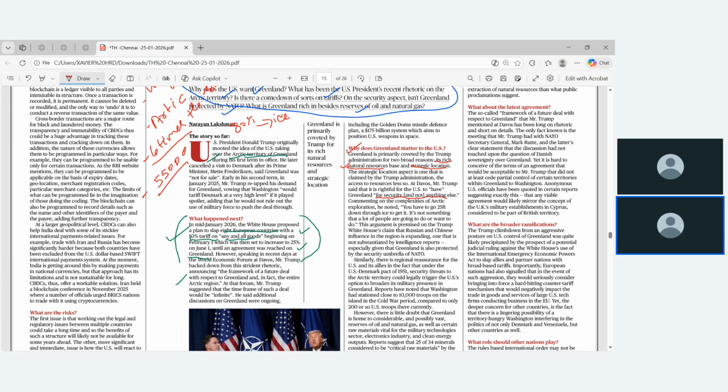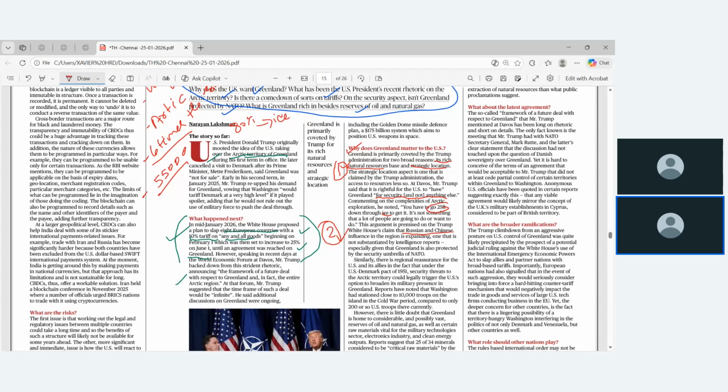It was also mentioned clearly that if you go down 25 feet through the ice, we will get something more precious, rare earth material. So these are the reasons. One is the rich natural resources. The second one is the Russia and China influence in that region, which is expanding and is not insubstantial.